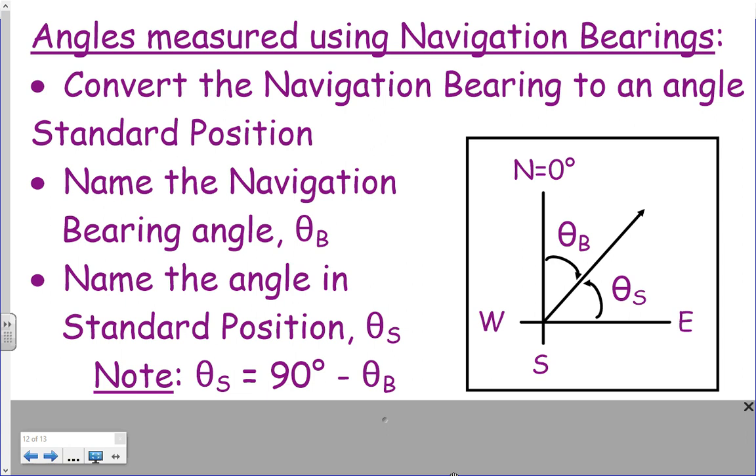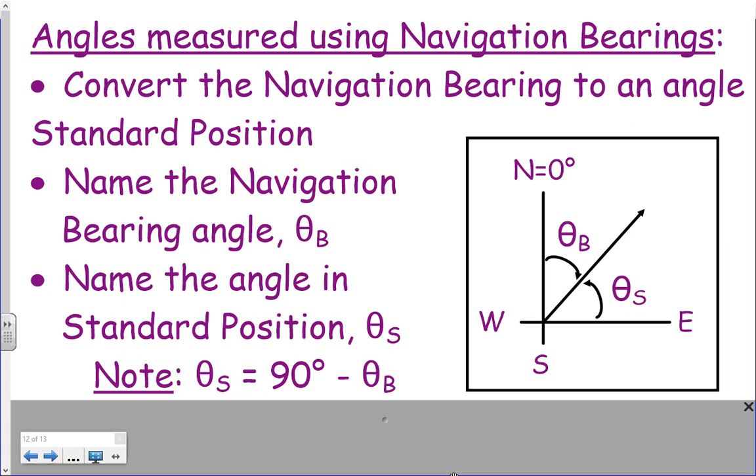So you can see over there on the right, we've got our north, south, west, and east markers there. And I've got an angle marked there, theta sub b, which would be my angle as a navigation bearing, which means I'm starting at the positive y-axis, north, and I'm measuring clockwise so that it's positive there, so it's going to be between 0 and 360. So we'll name that theta sub b. And then we're going to name the angle in standard position theta sub s.